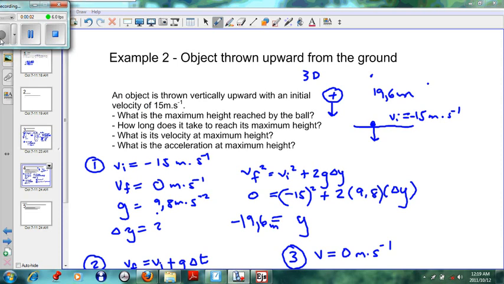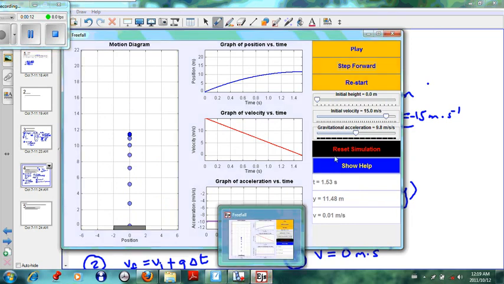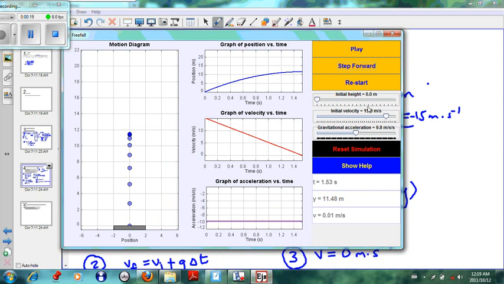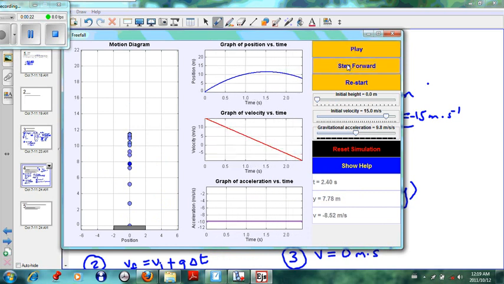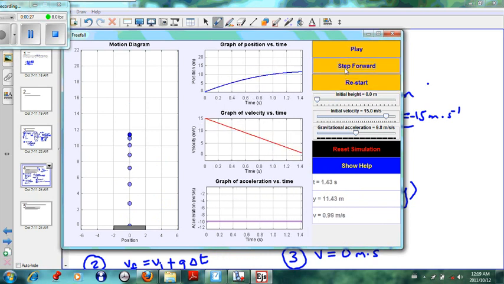And just to check our answers in terms of the Java applet that we have, let's look at it again. We said our initial height is 0, it's thrown up from the ground, your initial velocity is 15 and your gravitational acceleration is 9.8. So if we play this, let's restart it, and then we see, if we look here, we must get a velocity of 0. Let's take it step by step till the velocity becomes 0.